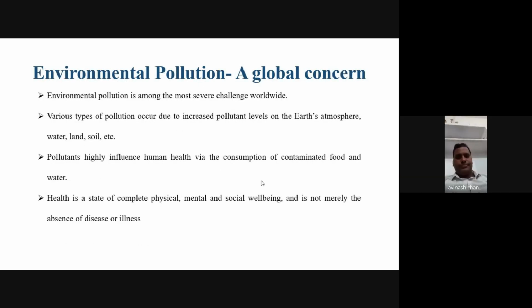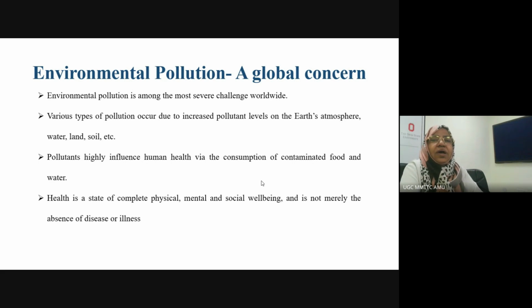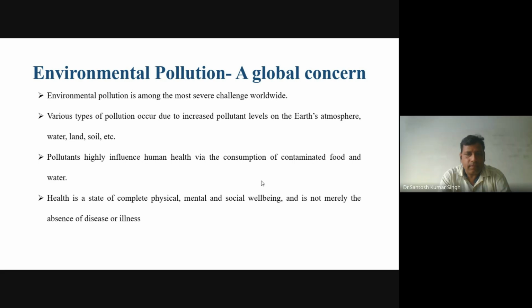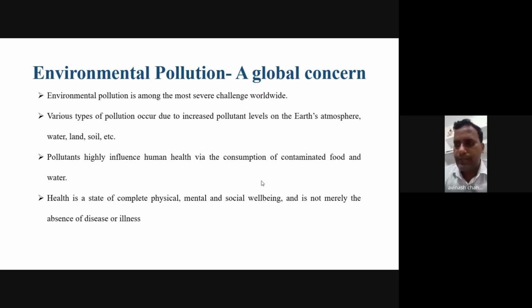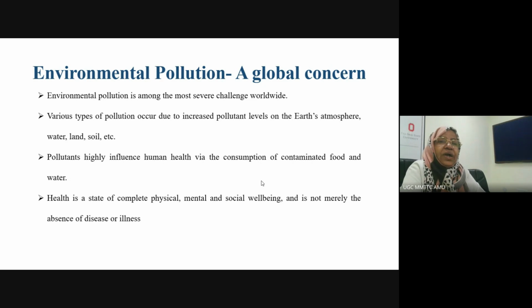So environmental pollution is among the most severe challenges worldwide. Various types of pollution occur due to increased pollutant levels in the Earth's atmosphere, water, land, and soil. Pollutants highly influence human health through the consumption of contaminated food and water. Health is a state of complete physical, mental, and social well-being, and not merely the absence of disease or illness.